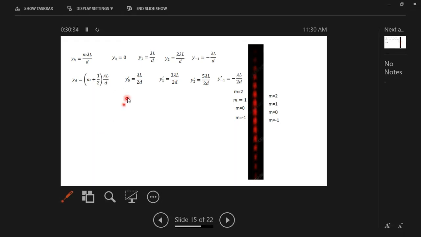Now, one thing that you can see is when you go from any bright fringe to its adjacent one, or any dark fringe to its adjacent one, the distance between these two is the same. The distance between these two is lambda L over D. The distance between these two is also lambda L over D if you subtract these two. So you can say the separation between two adjacent bright fringes, or the separation between two adjacent dark fringes, is lambda L divided by D.